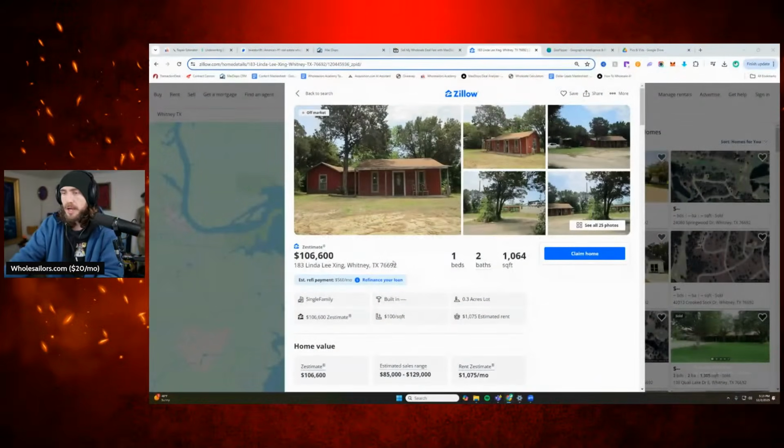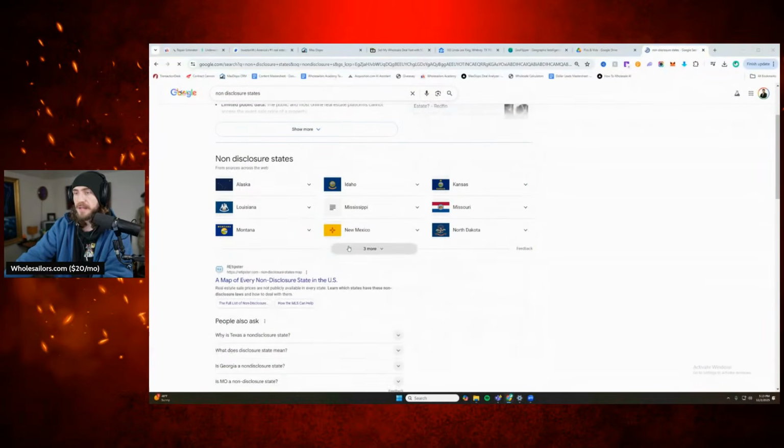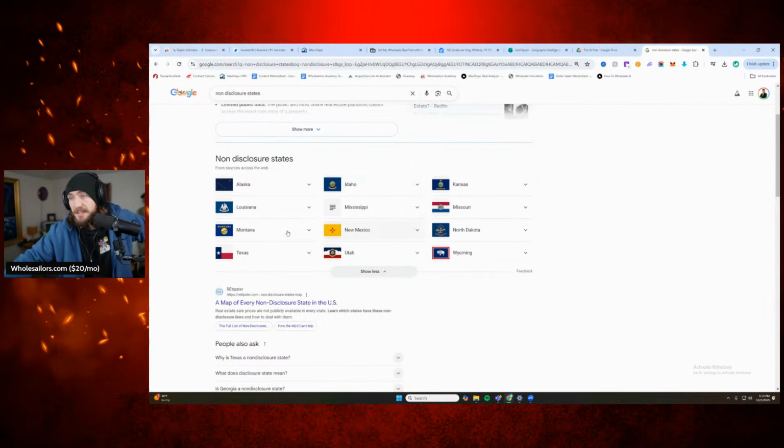Thank you. So let's comp this deal now together, guys. What we're going to do is actually find the ARV. But the problem is this property is in Texas, and Texas is a non-disclosure state. So there's a few non-disclosure states. If one of your properties, guys, is in Alaska, Louisiana, Montana, Texas, Idaho, Mississippi, New Mexico, Utah, Kansas, Missouri, North Dakota, or Wyoming, you cannot use Zillow to comp.